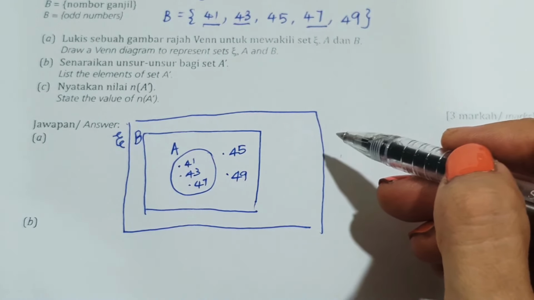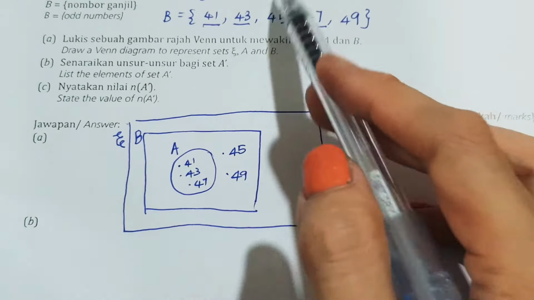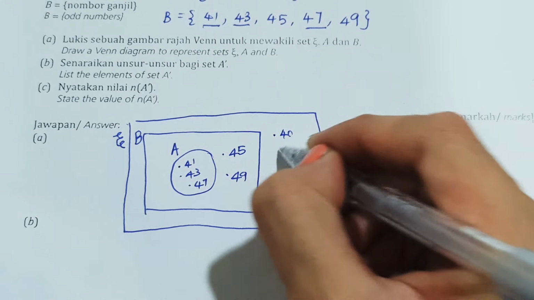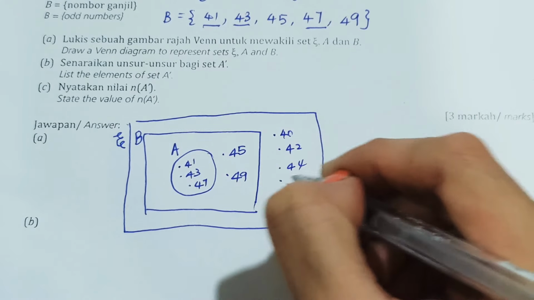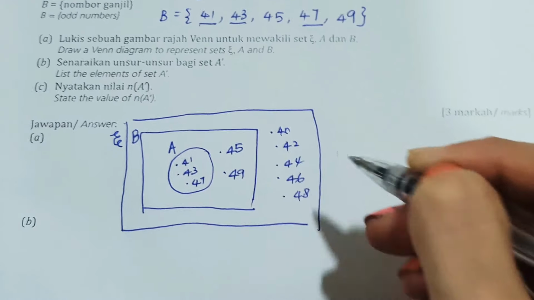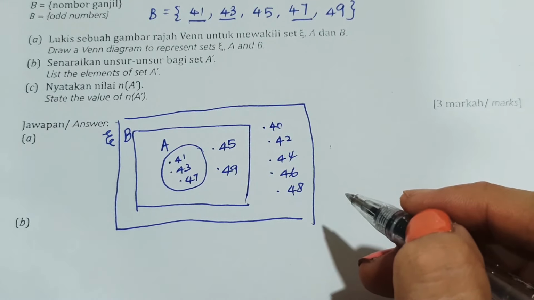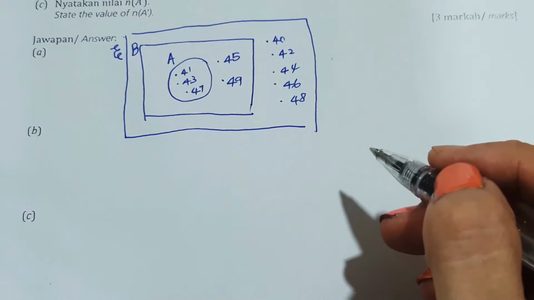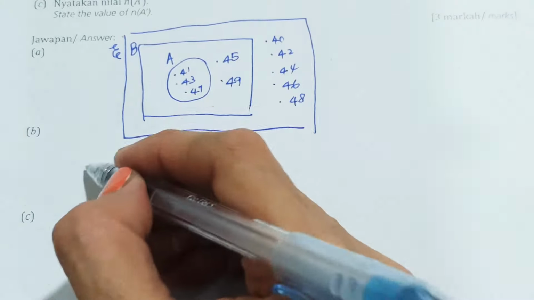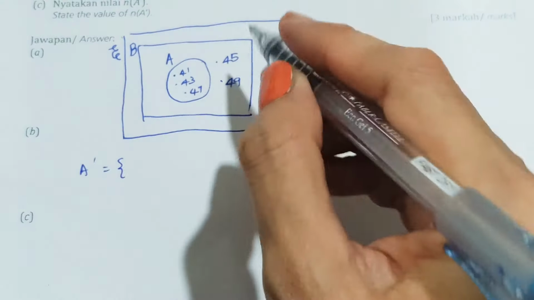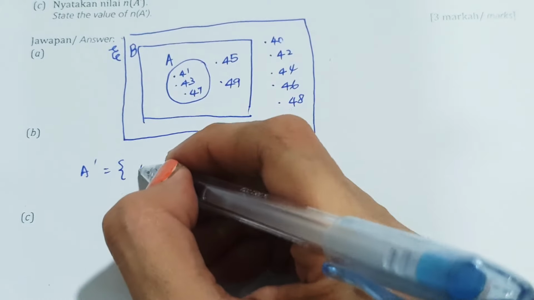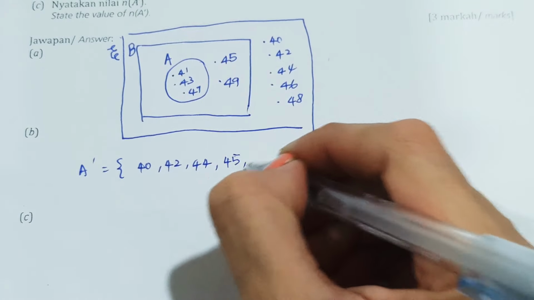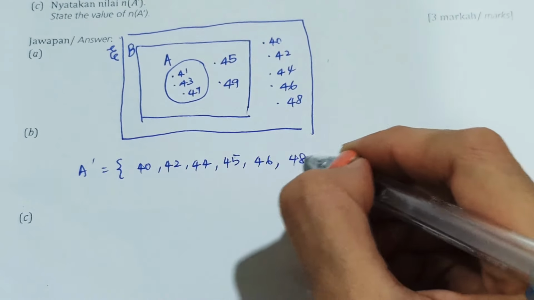Okay, so is there any other number that is not in these 2? Yes. The even numbers, 40, 42, 44, 46, and 48. So we are done with the Venn diagram. Next, part B, list all the elements of not A. Cool. So if this is A, therefore not A will be the ones outside A, which are 40, 42, 44, 45, 46, 48, and 49.